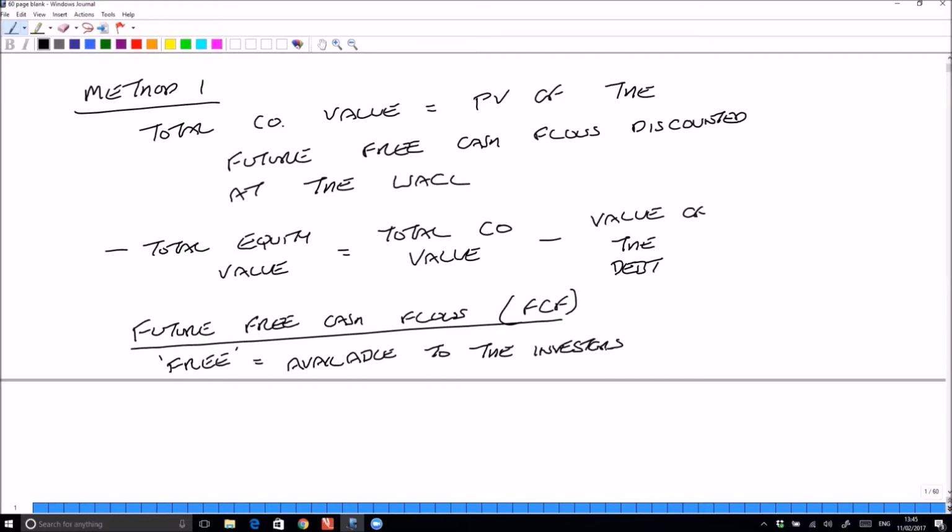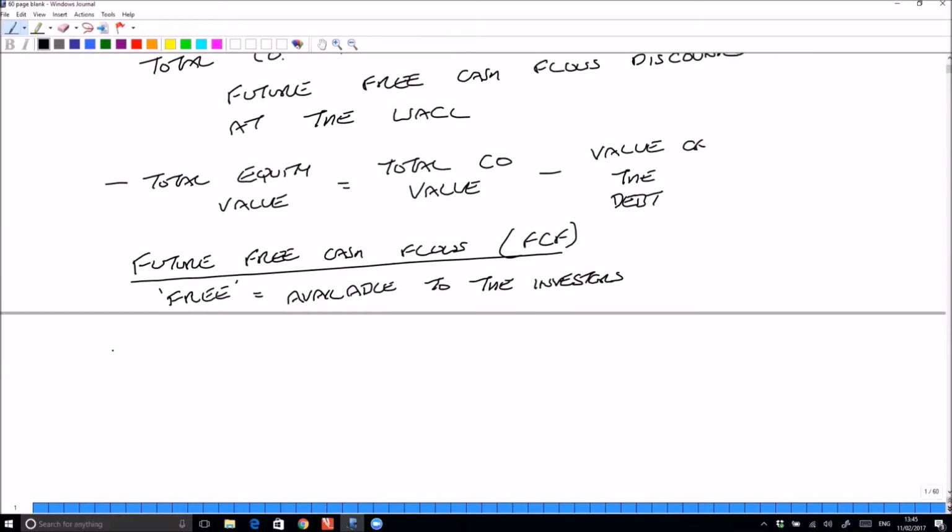And here, who are the investors we're looking at? It's both the equity investors and the debt investors. And this is the cash the equity investors and the debt investors could take out of the company without harming the company's ability to operate. What's a little exam definition that I would use here? This is something you need to lock away in your memory. It's simply this: our free cash flows equals the profit before interest and tax multiplied up by 1 minus tax.